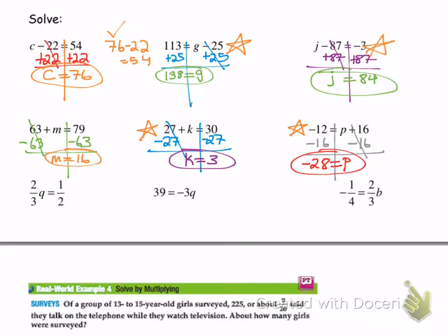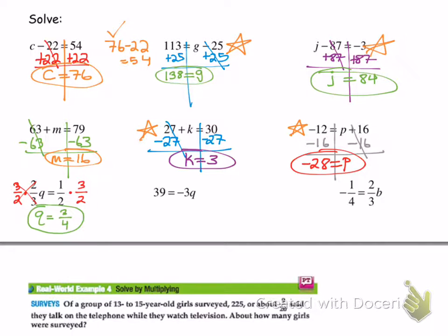Now there's something special when you have a fraction being multiplied to a variable. In order to get rid of this 2/3, you have to multiply by its reciprocal on both sides. So 3 times 2 is 6, and 2 times 3 is 6. 6 over 6 is 1, right? And so that cancels, and you end up with q by itself here. And then 1 times 3 is 3, 2 times 2 is 4, and make sure it is simplified. In this case, q equals 3/4.